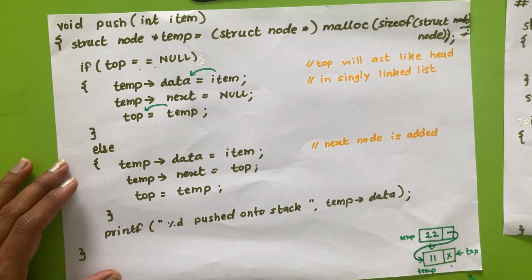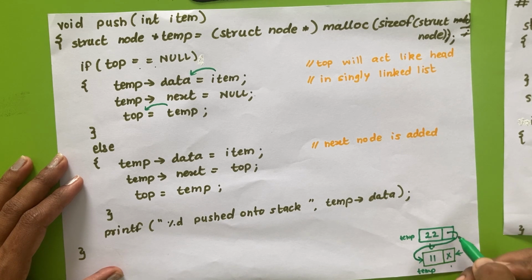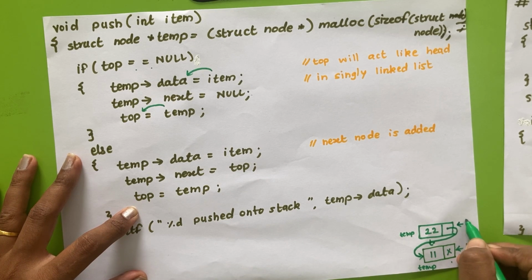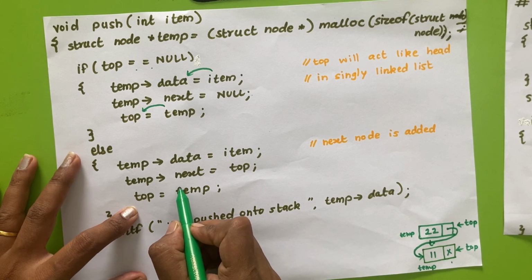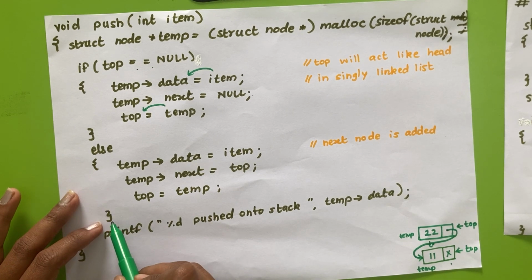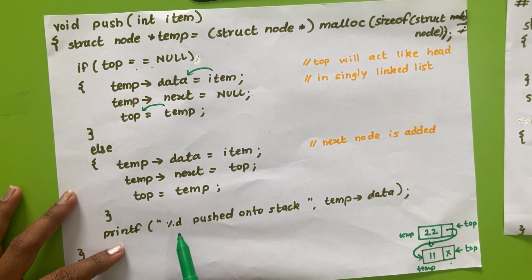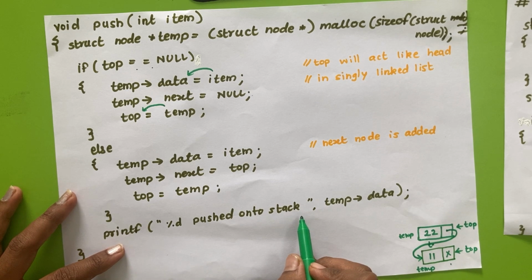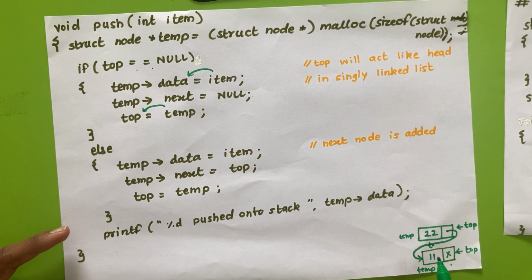But now we will update the top as temp, because now our new top will be the newly added node. So temp will get assigned to top. Now this is our recent top. Now the else part is completed, and it will print "%d pushed onto stack". Instead of this %d, 22, because temp->data is 22, so "22 pushed onto stack" will get printed on the screen.